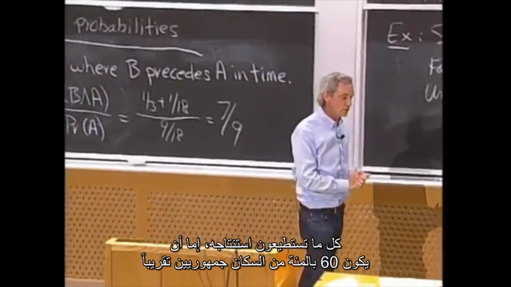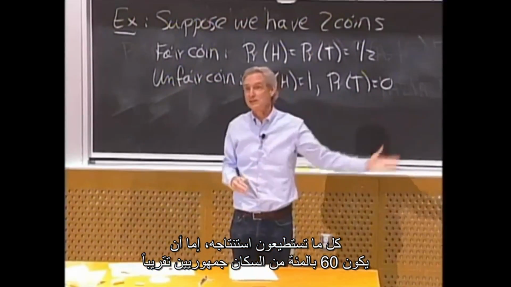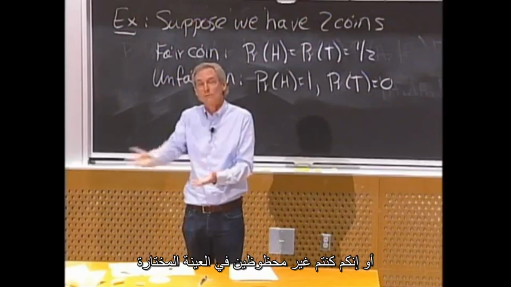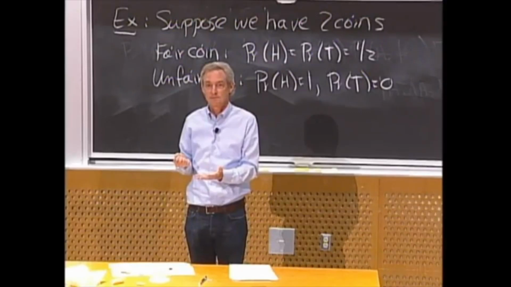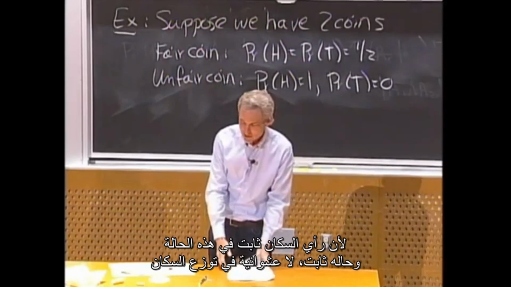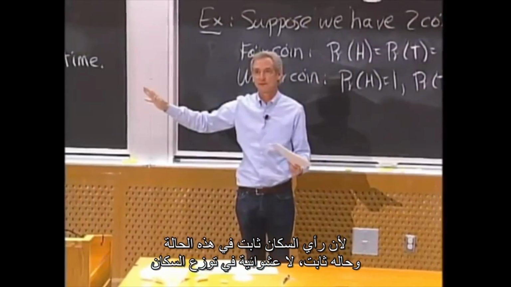That's right. It is what it is. All you can conclude is that either the population is close to 60% Republican, or you were unlucky in the 1% you sampled. That's what you can conclude. Because the population really is fixed in this case. It is what it is. There's no randomness in the population.